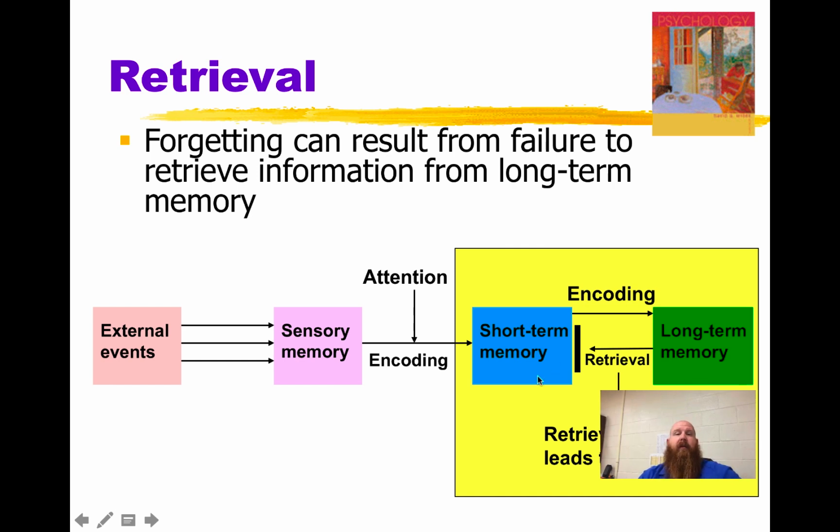It can't be put back into short-term memory. Remember, in order for us to remember something, it has to go back into short-term memory because that's where our conscious is. If we cannot consciously think about it, then it gets stopped. It can't really be remembered, so it leads to forgetting. There's a lot of different ways that can happen.